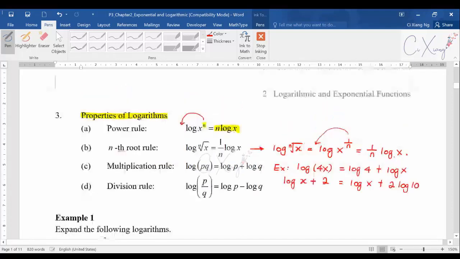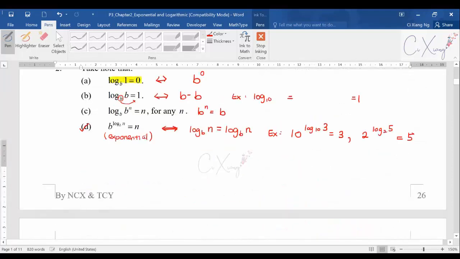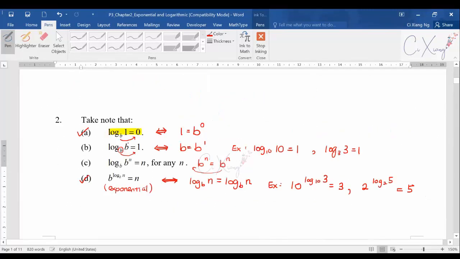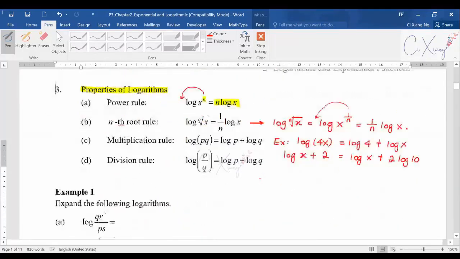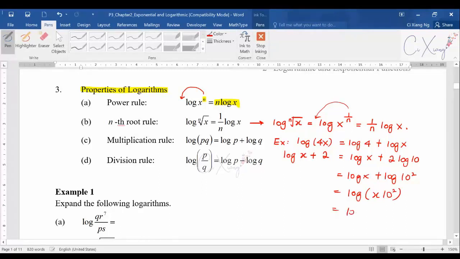You learned it before, right? Log b of b equals 1. So I hope that you can see it from here. Therefore, log 10 is equal to 1. So 2 times 1, you get 2. And the 2 is a number, you can bring it over to become the power. Therefore, you're having log x plus log 10 to the power 2, and it is log x plus log 10 squared. So you can multiply them together, it will become x multiplied with 10 squared. And if you further simplify it, it will become log of 100x.